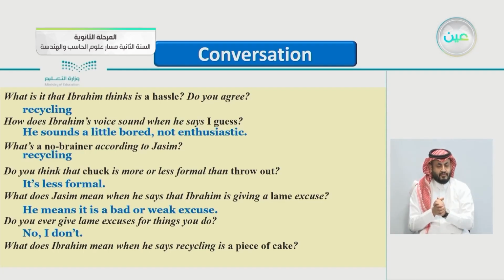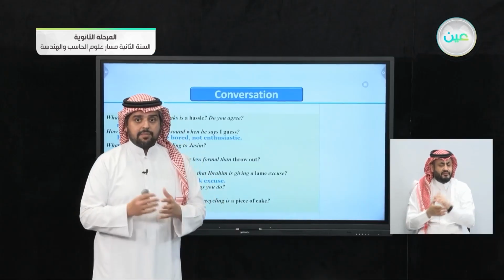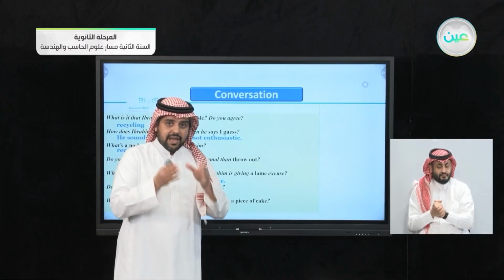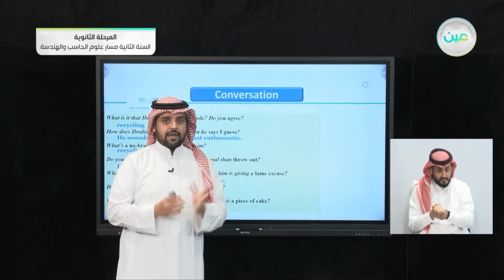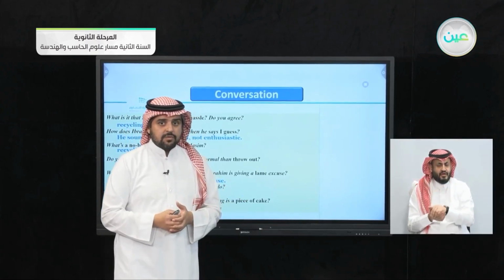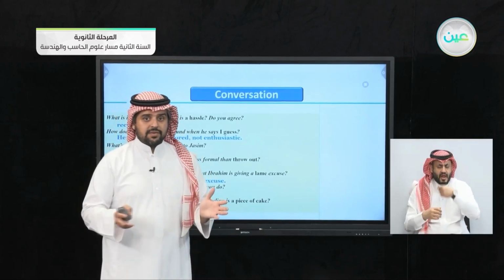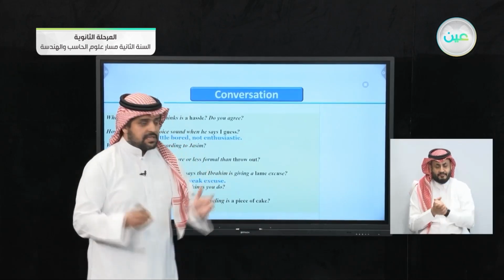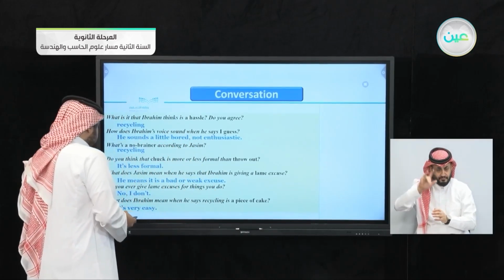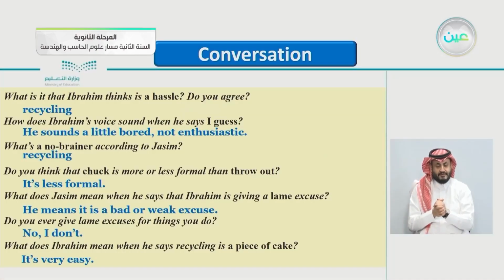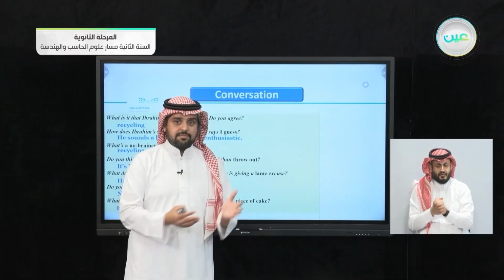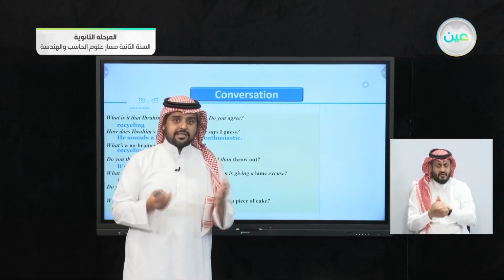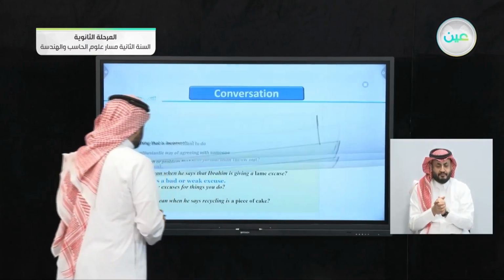This last question again. What does Ibrahim mean when he says recycling is a piece of cake? When you describe something that is a piece of cake, do you actually mean an actual piece of cake? Of course not. So, when Ibrahim says that it's a piece of cake, what does he mean? This is obvious. It means that it's very easy. When you describe doing something as a piece of cake, it means that it's extremely easy.